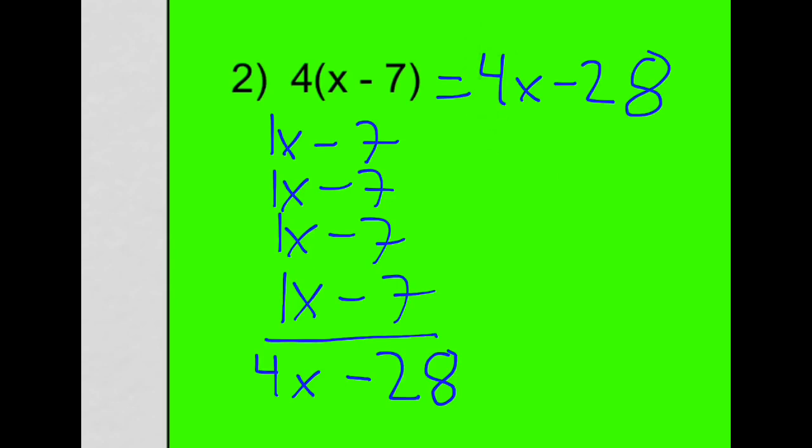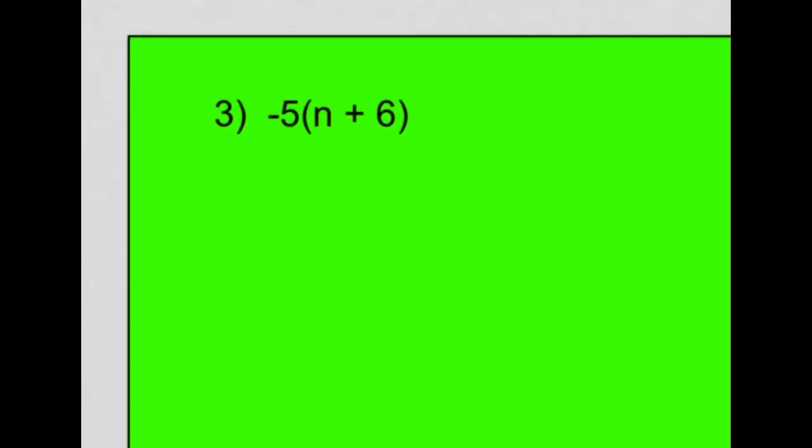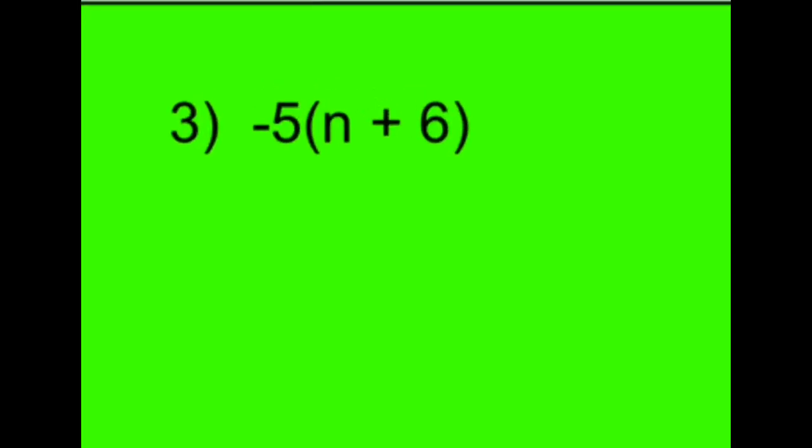Let's try another one. Ooh, getting a little harder now. Okay, this means we've got a negative 5 multiplied by n plus 6. So the negative on this 5 is really important.